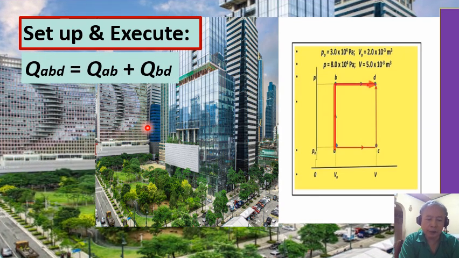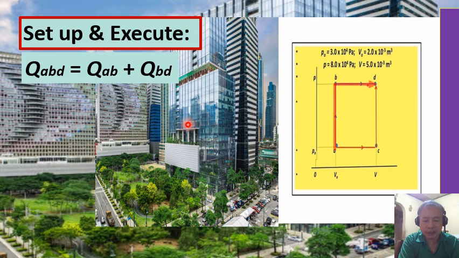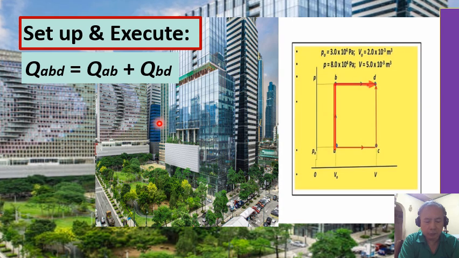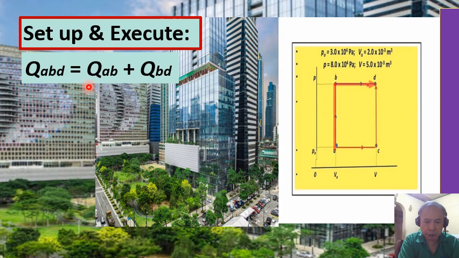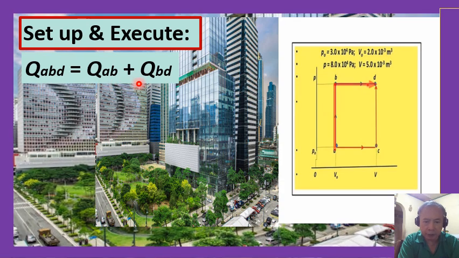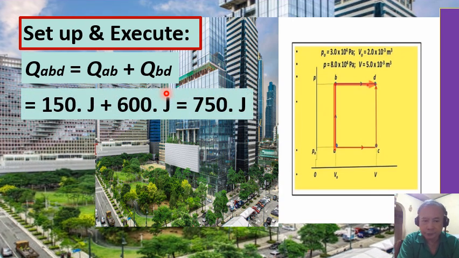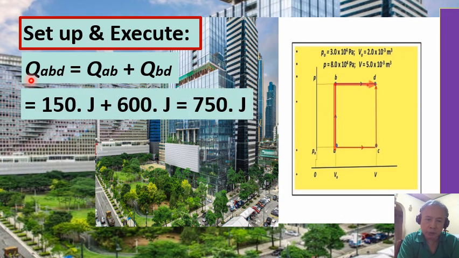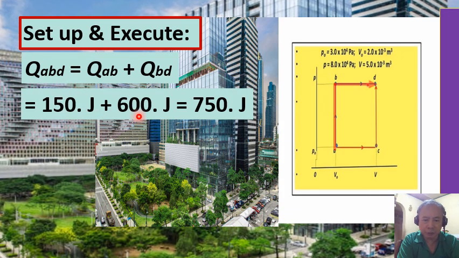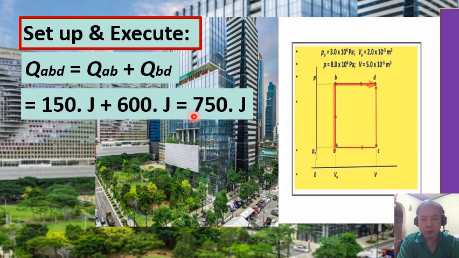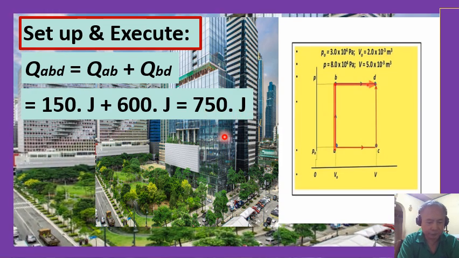Likewise, we also find the amount of heat absorbed by the system along the path ABD, which is simply the sum of Q sub AB and Q sub BD. That is, Q sub ABD equals 150. joules plus 600. joules, which is of course equal to 750. joules in three significant figures.